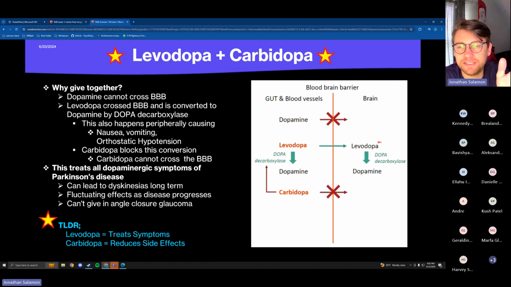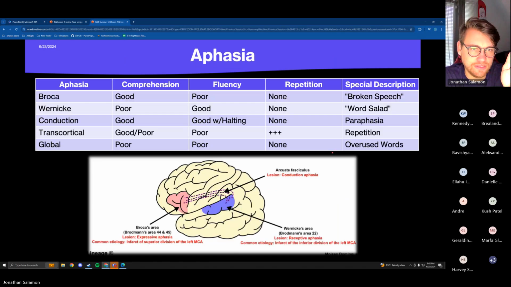And here's basically exactly what I just said. As far as the patients go, it's almost always Broca's or Wernicke's they're talking about. This is your MCA strokes. Broca's, broken speech.